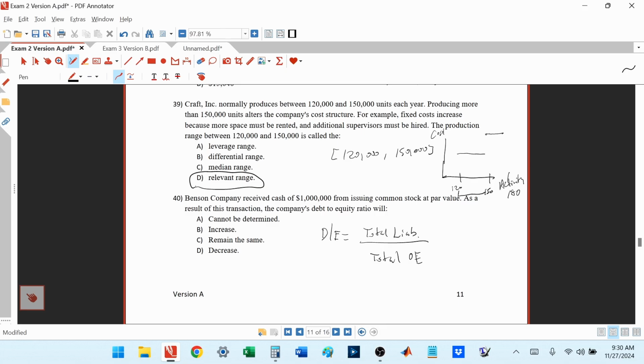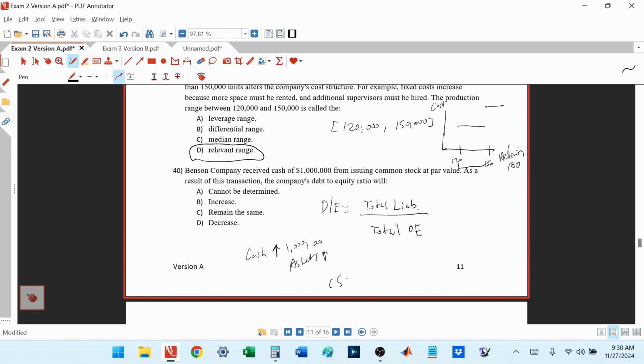And when we receive cash of $1 million from issuing stock, cash goes up by $1 million, which means assets go up by $1 million. And then we're issuing stock, so common stock goes up by $1 million, which means owner's equity goes up by $1 million. And that's all that happens. So the denominator goes up by $1 million and the numerator is not affected, so the ratio decreases.